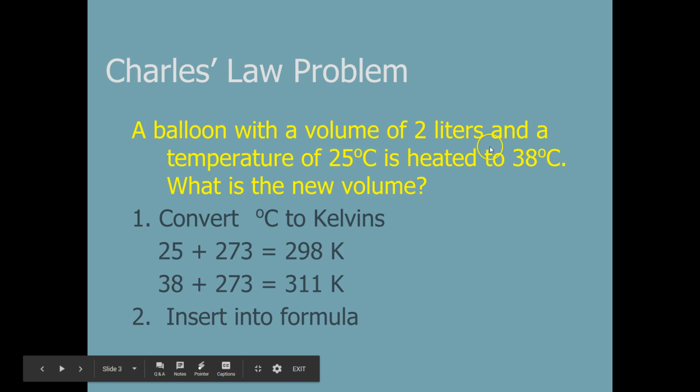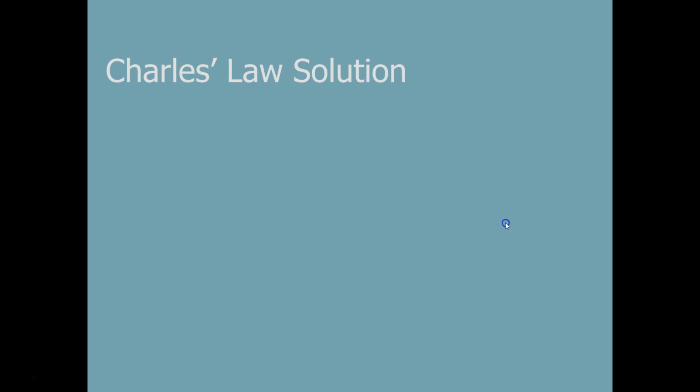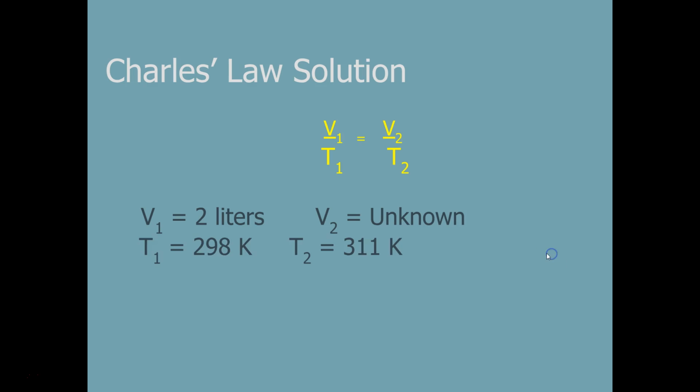We know our initial volume, we know our initial temperature, we know our final temperature. We simply have to solve for the end volume. So we know temperature 2, we want to figure out V2. Again, first thing when you set up any type of problem for science class, please identify what your variables are and list them out. So V1 is 2 liters, V2 is what we're trying to solve for, T1 is 298, and T2 is 311.